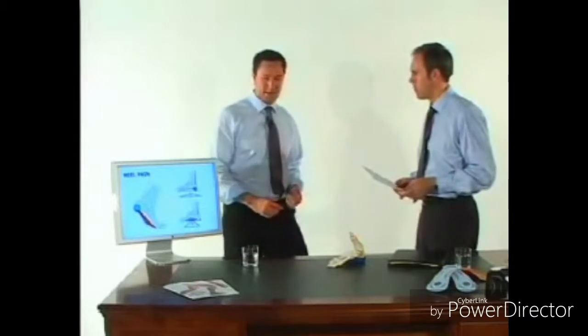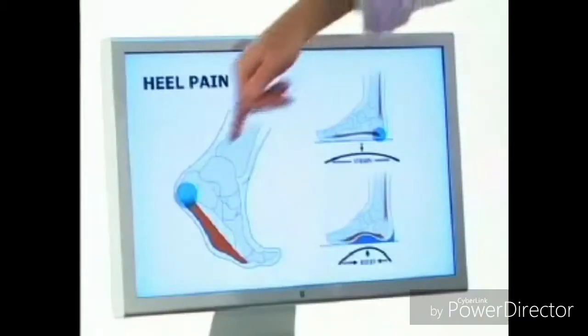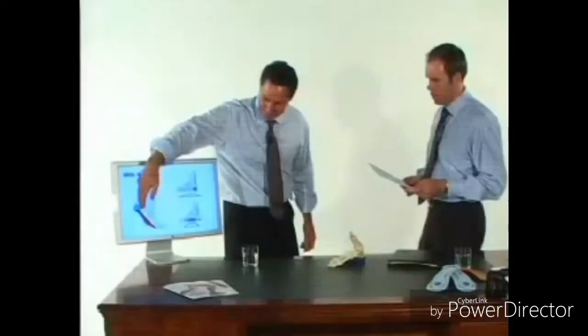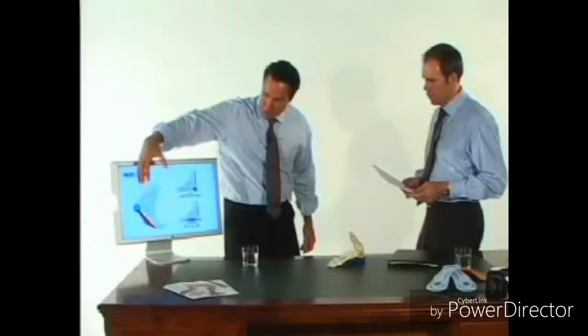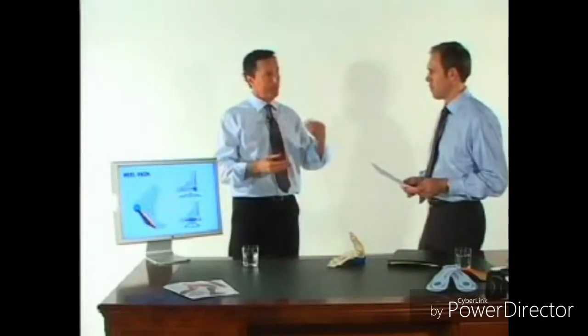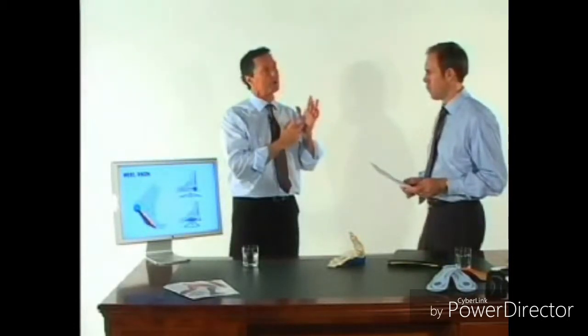Yes, that's correct, Bruce. If we look at this picture here, we'll see the common area of pain is underneath the base of the heel. And the common medical term is plantar fasciitis, which means inflammation of the plantar fascia, but more at the base or the origin of it.